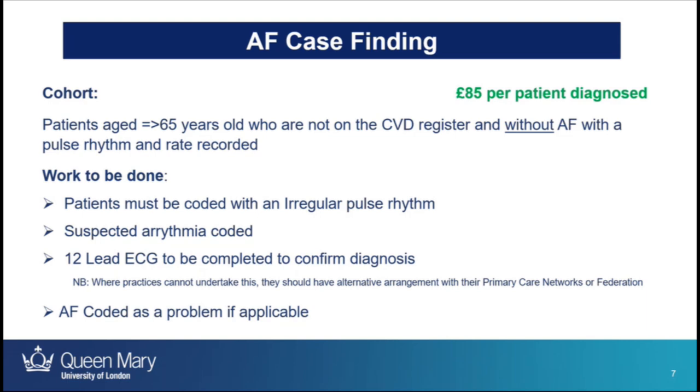Now, if you don't do 12-lead ECGs within your practice, there will be a practice within your PCN that can take this up for you. If you are unsure of who that is, please contact your PCN manager and they will be able to tell you who can provide that for you. And then depending what comes back from the 12-lead ECG, if it confirms that they do have AF, then you need to code AF as a problem. So to receive the £85, every one of those things must be recorded. If you use the case finding BHR template for that, that has all of the asterisks in there so that you will get the maximised payment.